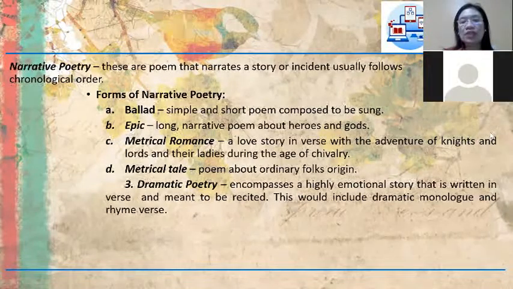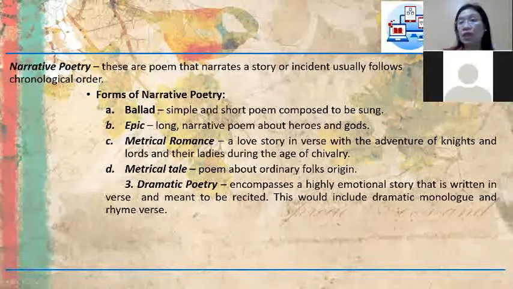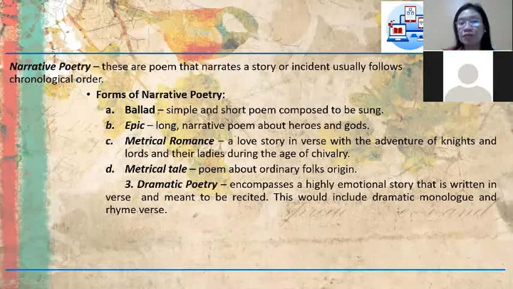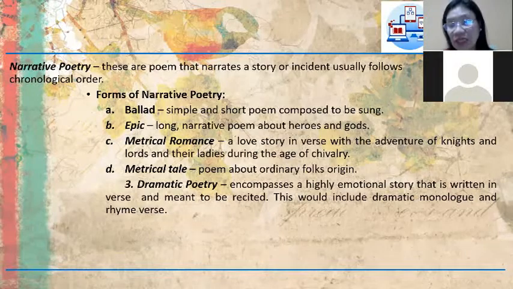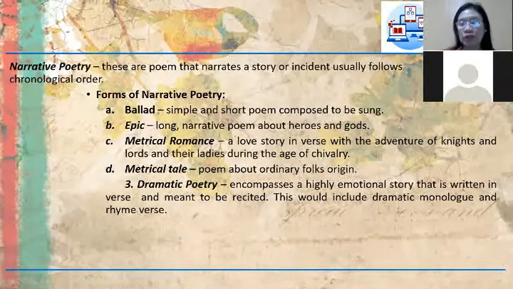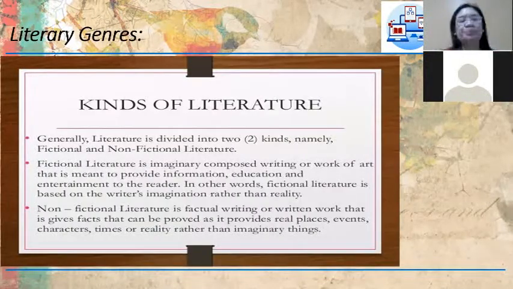Now, the last one is dramatic poetry. Since it is dramatic poetry, it encompasses a highly emotional story that is written in verse and meant to be recited. And this would include a dramatic monologue and rhyme in verse. Okay, so these are the three types of poetry: the lyric, the narrative, and the dramatic poetry.